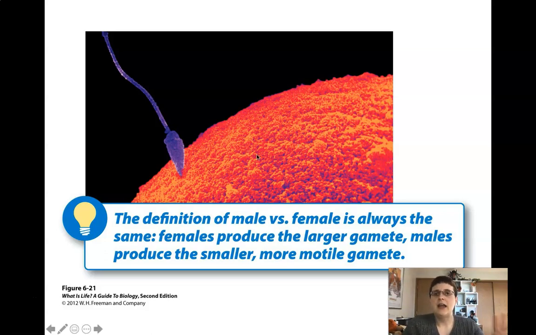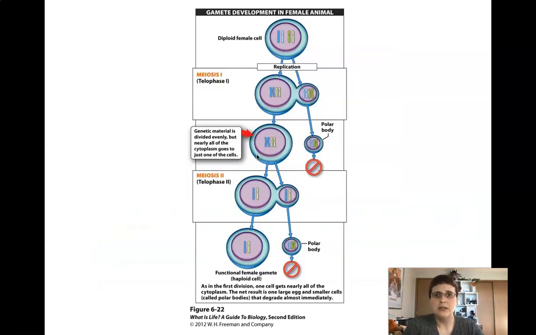Eggs, on the other hand, how many eggs does a woman produce every month, do you think? It's basically one. It's rare that more than one egg is going to be produced in a month. And there's a reason for that. It's how the eggs are produced. So let's take a look.